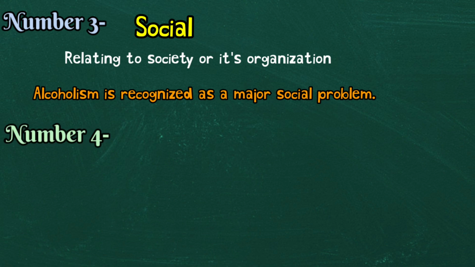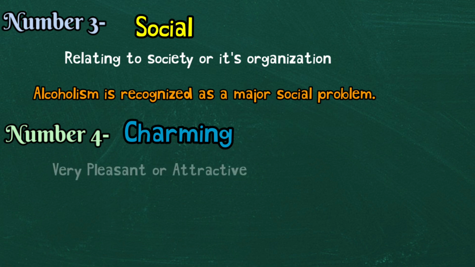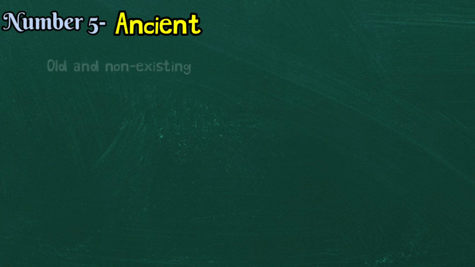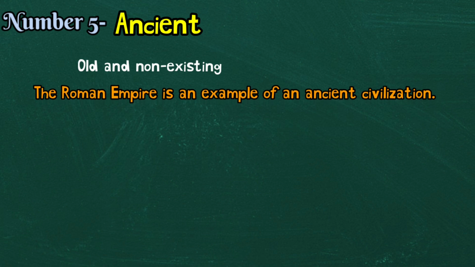Number 4. Charming. You can use it when the subject is very pleasant or attractive. For instance, a charming country cottage has been booked for our accommodation. Number 5. Ancient. Use it when you want to describe something old and non-existing. For example, the Roman Empire is an example of an ancient civilization.